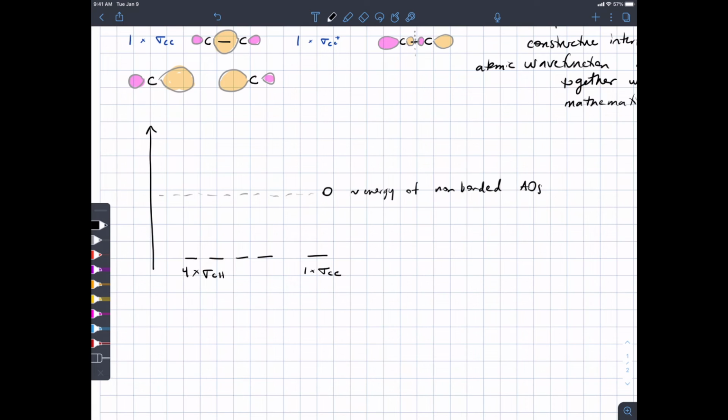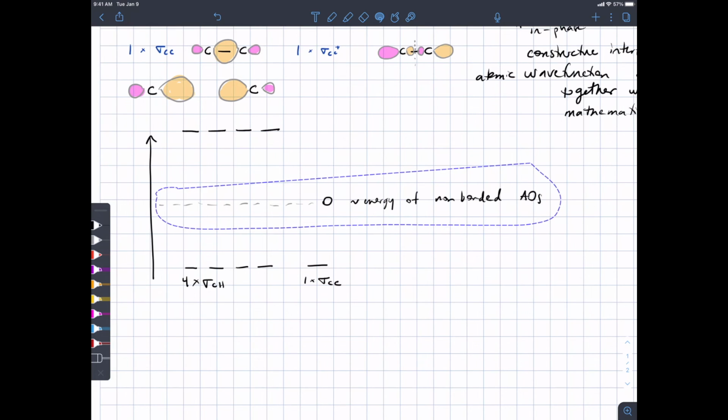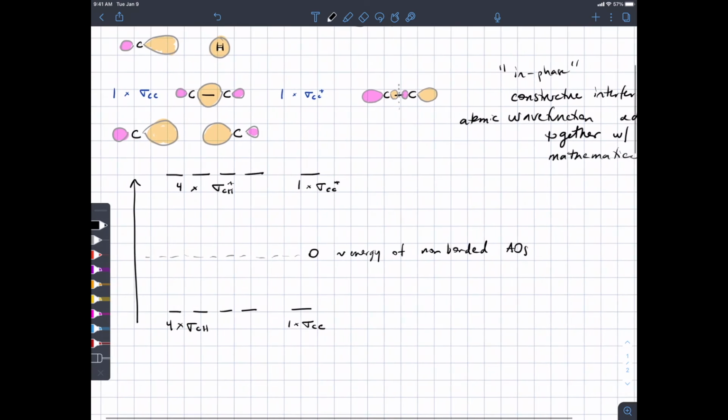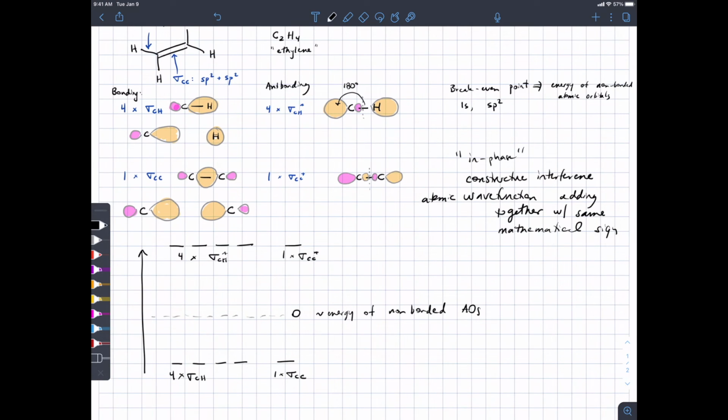And then above our break-even point, we're going to have the empty antibonding orbitals. And we're going to remember that the antibonding orbitals are always higher above the break-even point than the bonding orbitals are below it. And that's what really makes them antibonding orbitals. So here are our 4 carbon-hydrogen sigma star antibonding orbitals. Here's our 1 carbon-carbon antibonding orbital. And we know from our Lewis structure that each of those sigma bonds has electrons in it. So we'll go ahead and fill them up with the available electrons.